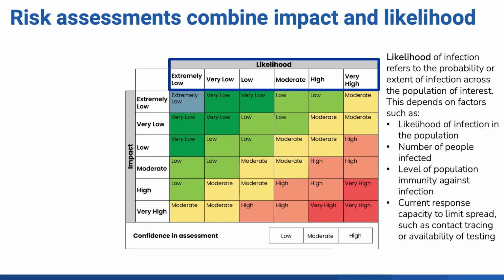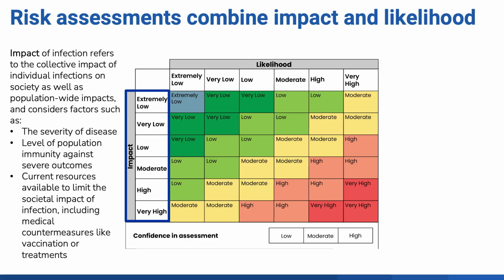The likelihood of infection refers to the probability or extent of exposure and/or infection across the population of interest. It might consider the number of people infected, the infectivity of a pathogen, current population-level immunity, and outbreak response capacity to limit spread. Impact refers to the collective impact of both individual infections and population-level consequences. Impact considers disease severity, population immunity against severe disease, and current resources available to limit societal impact of infection.